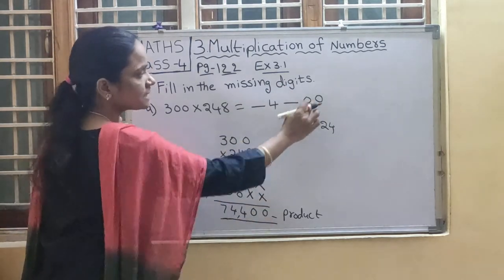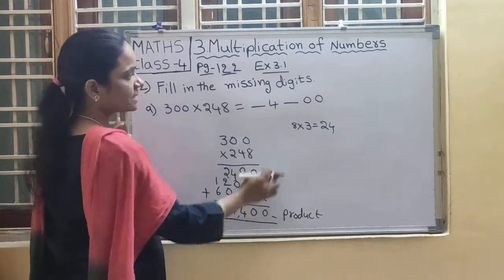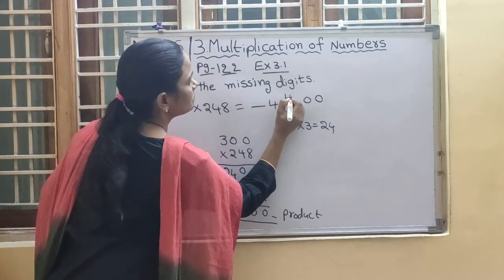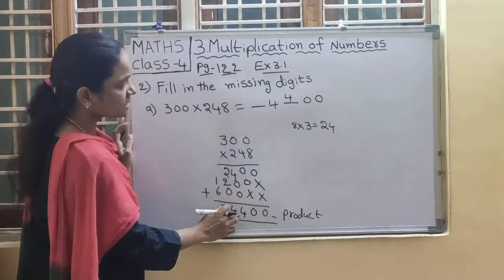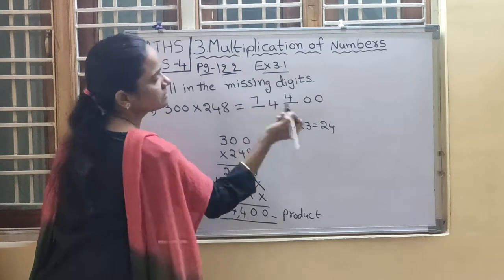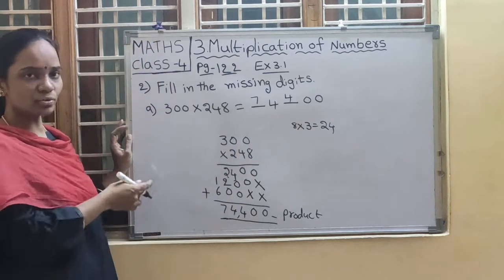So here the ones place digit is 0. Tens place digit is 0. What is the hundreds place digit? 4. Next, what is the thousands place digit? 4. Next, what is the 10,000s place digit? 7. Have you understood, children? Please note it down.